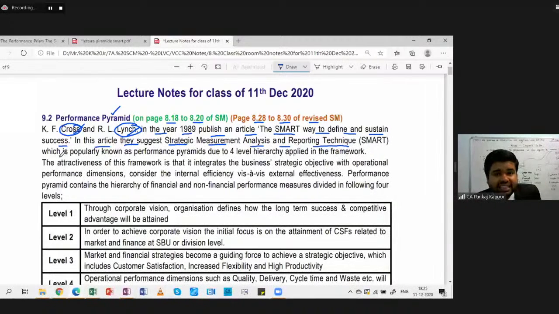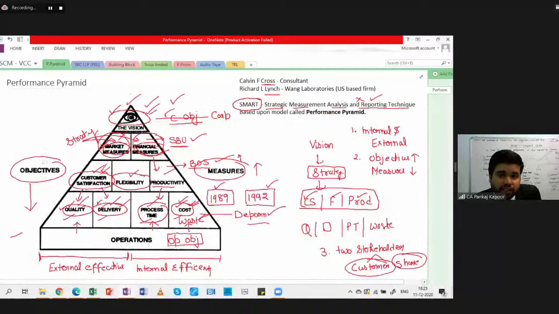But this technique is nothing, just a model. And what is the popular name of the model? The popular name of the model is performance pyramid. Now the question arises, why pyramid? Due to its shape. You can see the shape along with me. At the top, it has a thin shape because there is only one element, the vision. But at the bottom, there are the 4 dimensions of the performance.